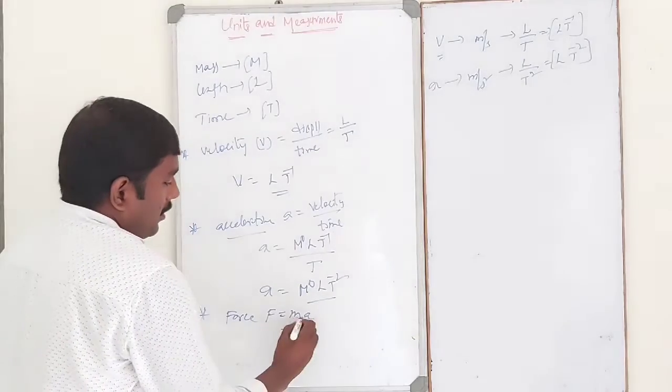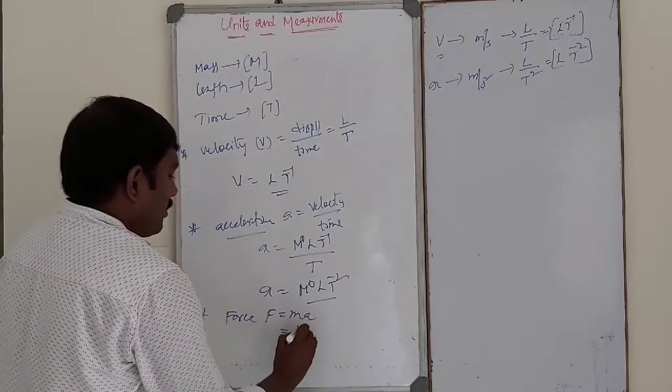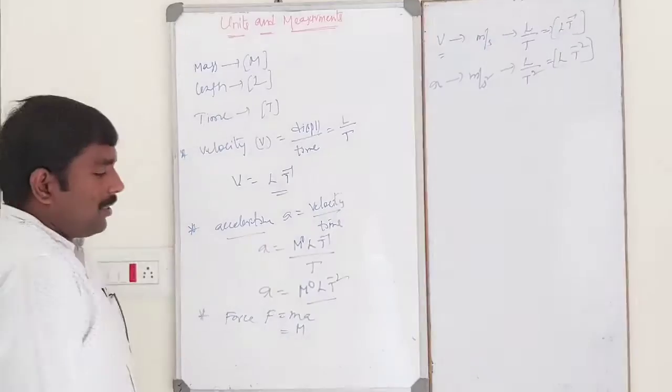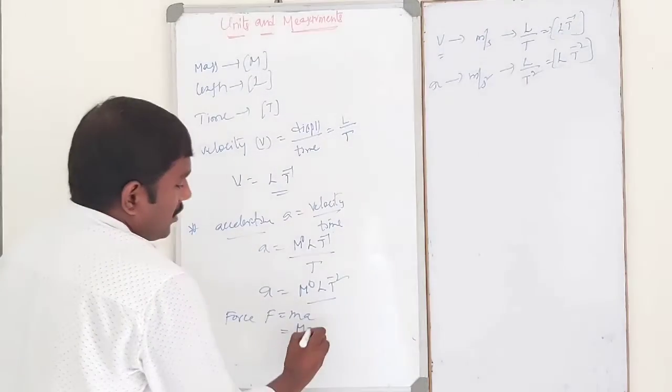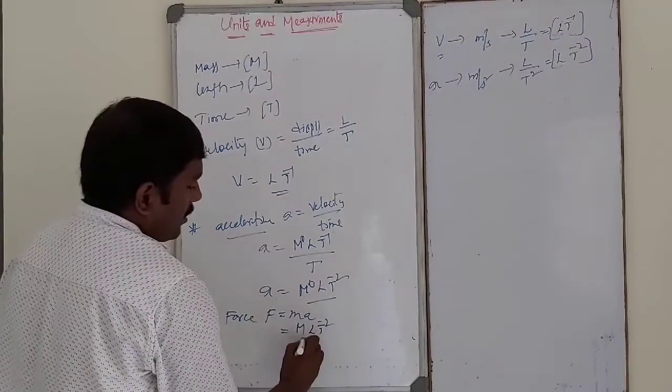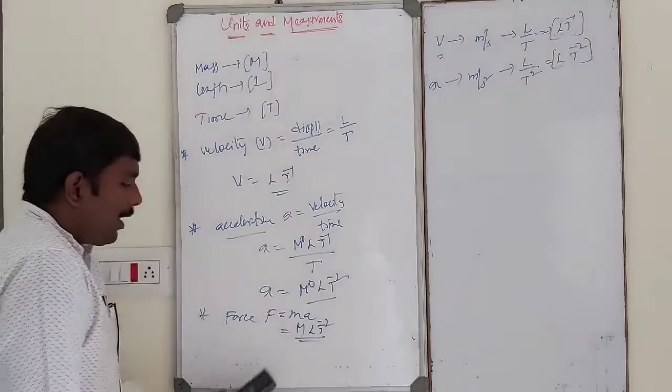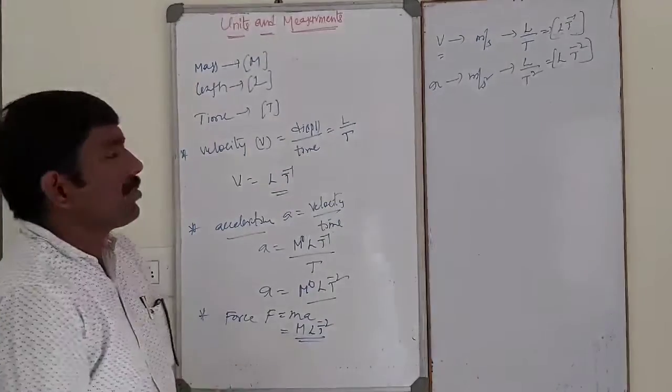So m, that is mass. The dimensional formula of mass is capital M. Acceleration is L t power minus 2. So this is the dimensional formula for force.